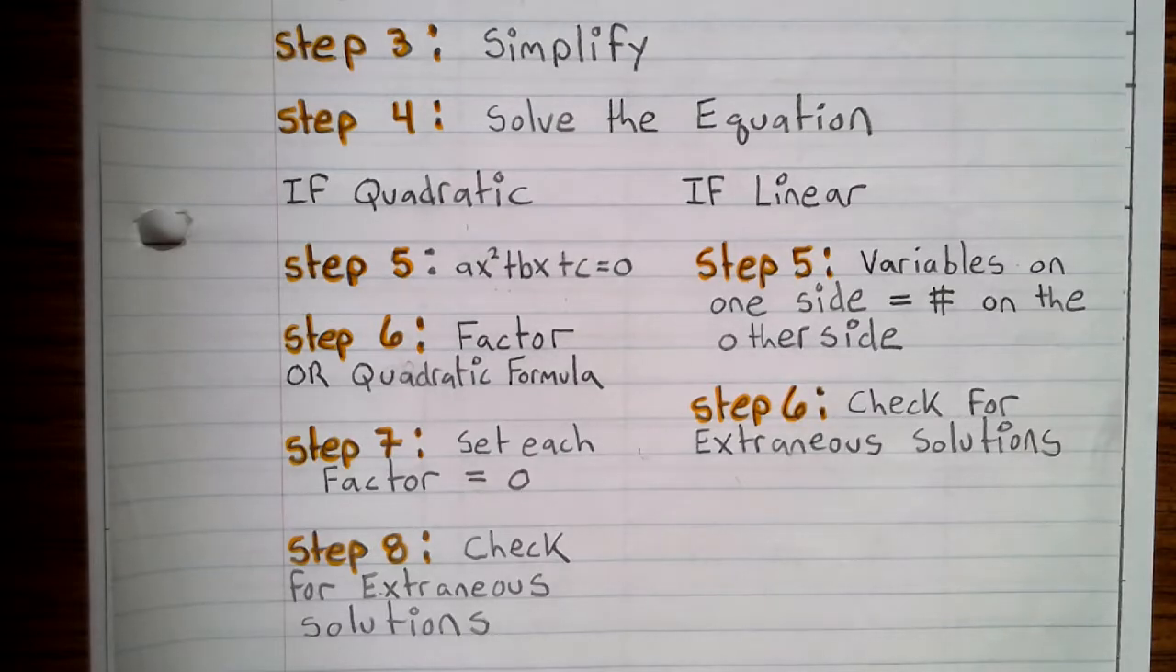Now in step 4, if it's linear, step 5 will be set the variables on one side equal to a number on the other side. And step 6, check for extraneous solutions. Okay, so if you would update your notes. Now your notes are updated, let's take a look at the examples.